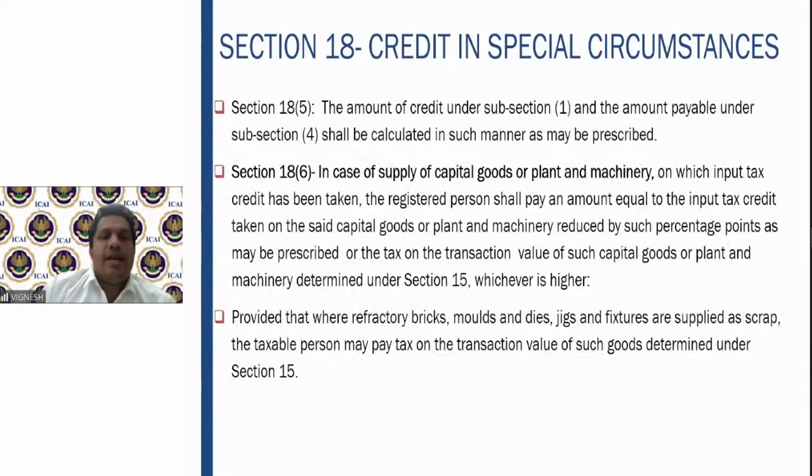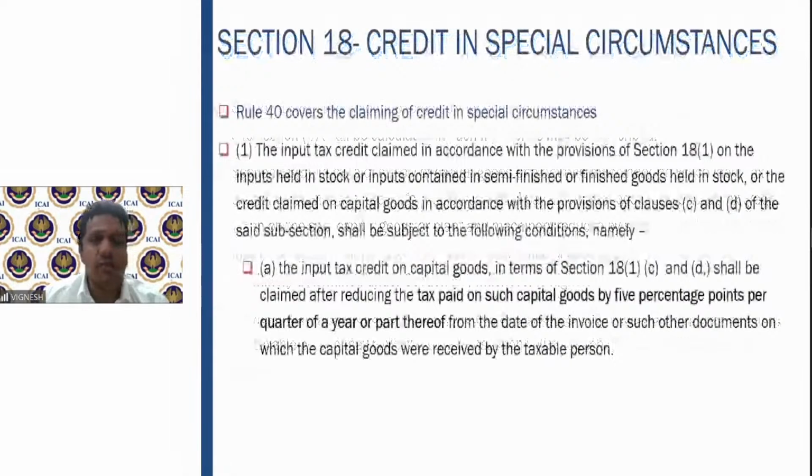Again, Section 18 subsection 6 is also an interesting provision, where you have purchased the capital goods, you have claimed the input tax credit, and you have sold that capital goods. Then whatever input tax credit you have taken on the said capital goods, an amount equal to that, as reduced by such percentage points, or the tax on the transaction value, whichever is higher, you have to pay. For refractory bricks, molds, dies, etc. supplied as scrap, the taxable person may pay the tax on the transaction value of such goods. I hope it is clear.